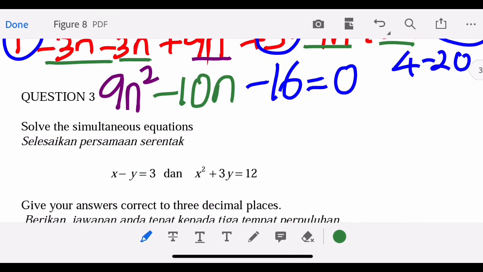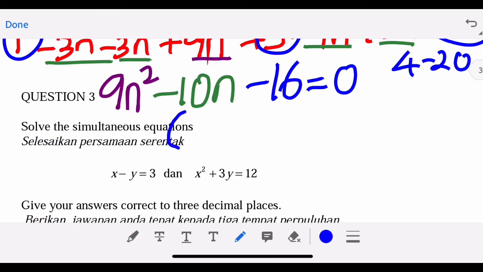You can plug into your calculator and factorize. After you factorize, you will get the answer. I'm waiting for you to factorize. Take out your calculator and factorize. I'll give you 1 second. So what is the answer? I'm sure you can get the answer.